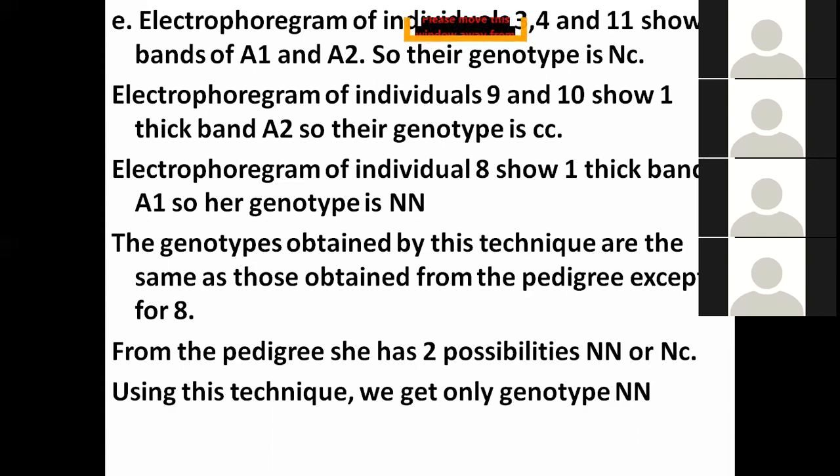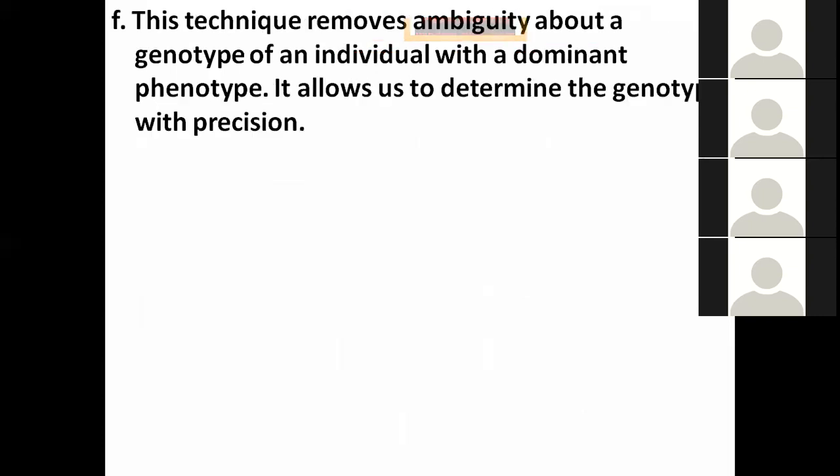So here all of the genotypes are similar to what we discussed in the pedigree, except for individual 8. Individual 8 has two chances, either NN or Nc, from the pedigree. But using this technique, it's 100% NN. Part F: what is the advantage of this technique? The advantage is to remove any ambiguity about the genotype of an individual with a dominant phenotype. So it allows us to detect the genotype with precision. So 100% individual 8 is going to be NN and not Nc. So this is related to this exercise.